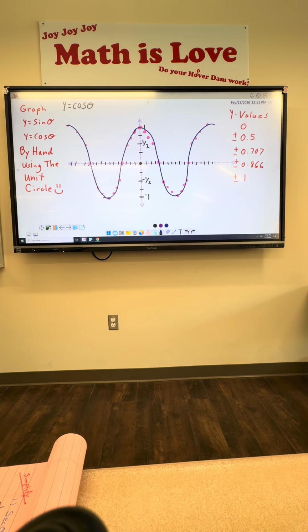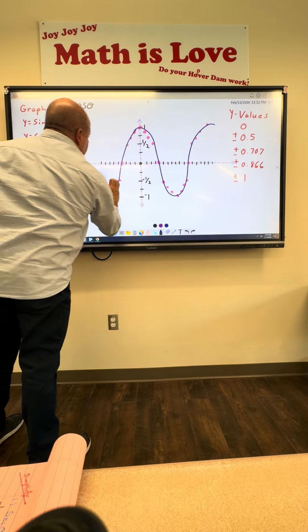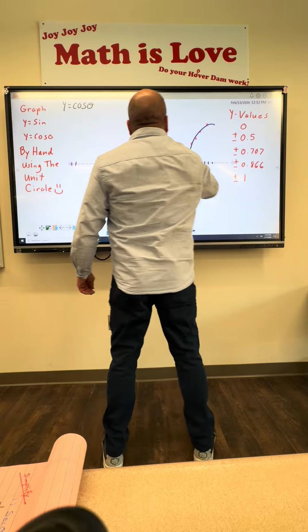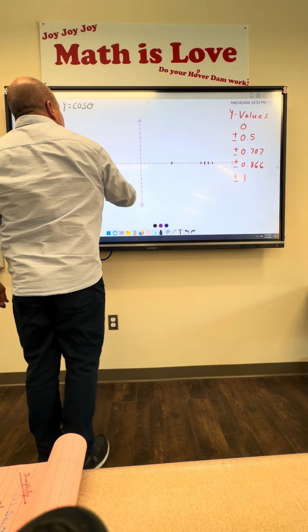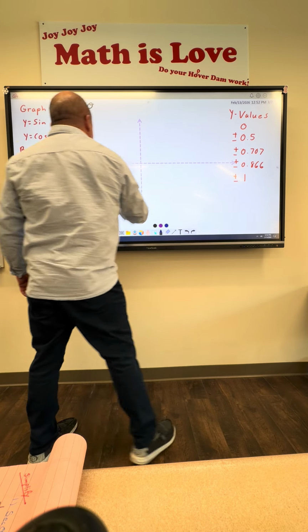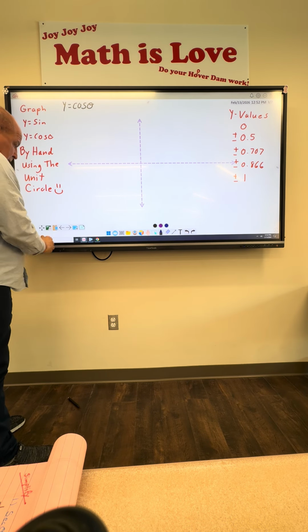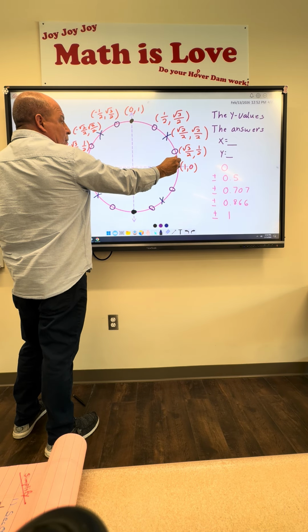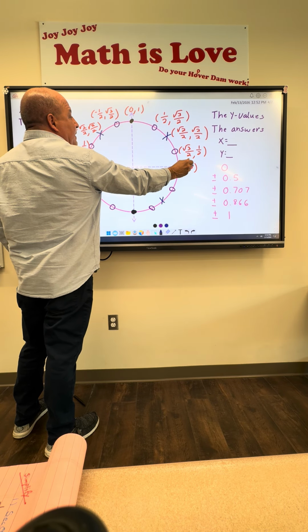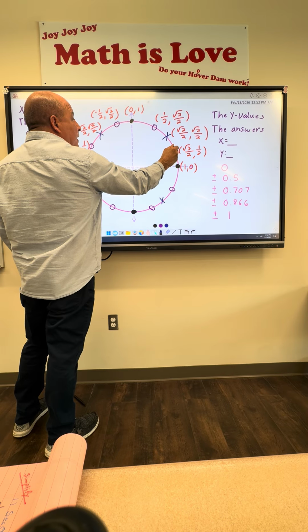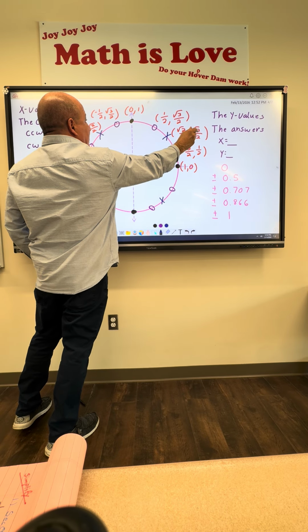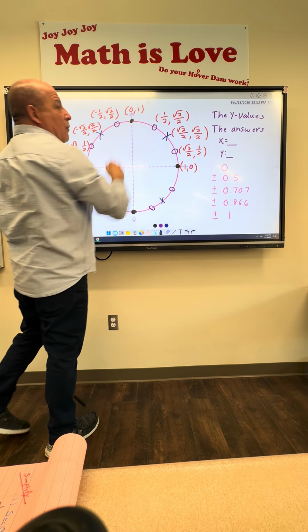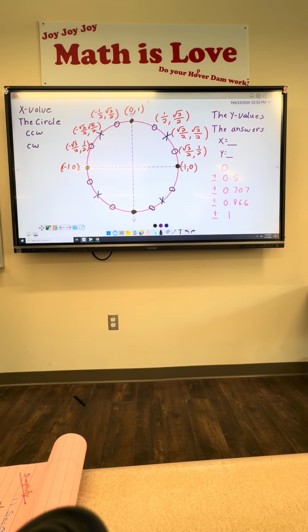I'm going to give you another paper. You're going to try sine. Okay? The difference will be when you start sine of theta, when you're at the origin, you're going to stay at the origin. The first dot's 0. Then it goes to 0.5, then it goes to 0.707, 0.866, and 1. That's how sine starts.